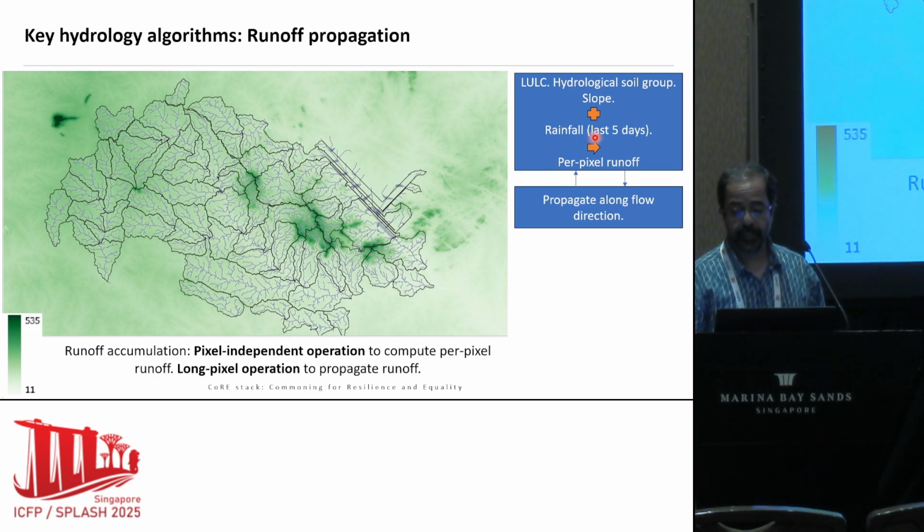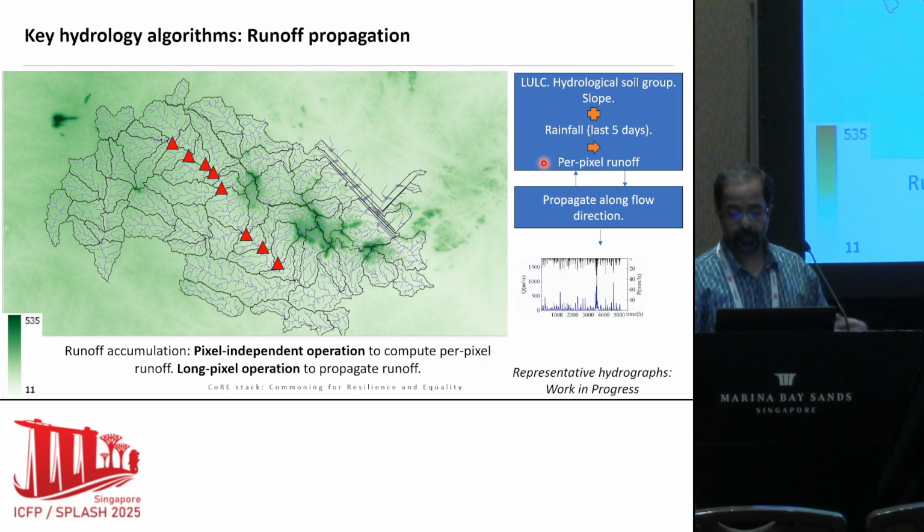Basically you look at your rainfall, the land use, the soil group, and the slope. Based on this, there are a lot of numerical models which give you the expected per-pixel runoff, which then has to propagate along the flow direction. Eventually you want to come up with what are called hydrographs: along some network of points on which the major water will flow, how much cubic meter per second of water is going to flow. This becomes important for flood modeling and all of that.